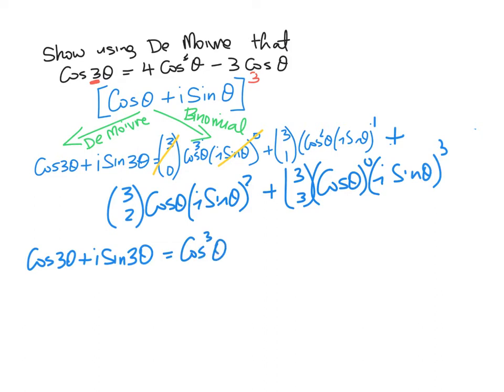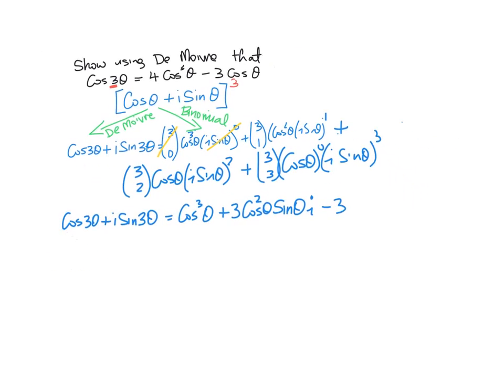And on this one here, it's going to be 3 times cos squared theta sine theta, and there's an i next to all of that. The next one is plus 3C2, which is 3 as well. i squared becomes minus 1, so in fact that's a minus 3. So we end up with minus 3, and I'll just make that a little bit smaller again there.